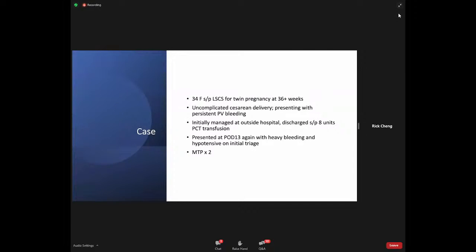A 34-year-old woman status post-cesarean delivery for twin pregnancies at 36 weeks. The delivery was uncomplicated, but she presents with persistent vaginal bleeding.